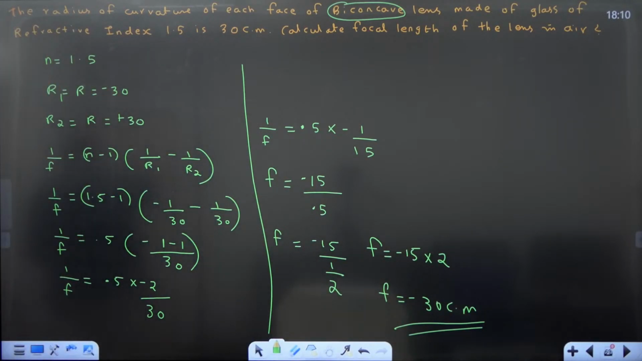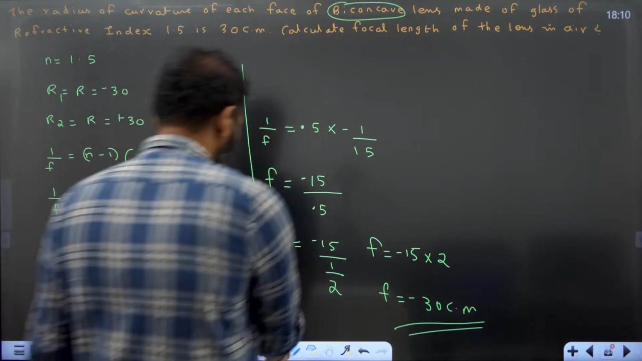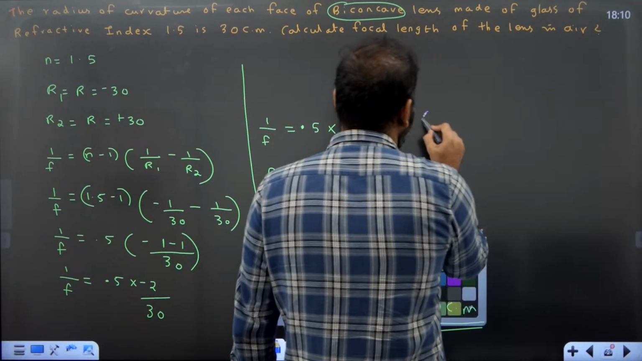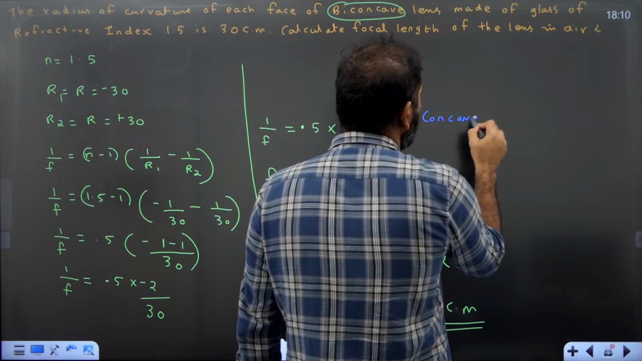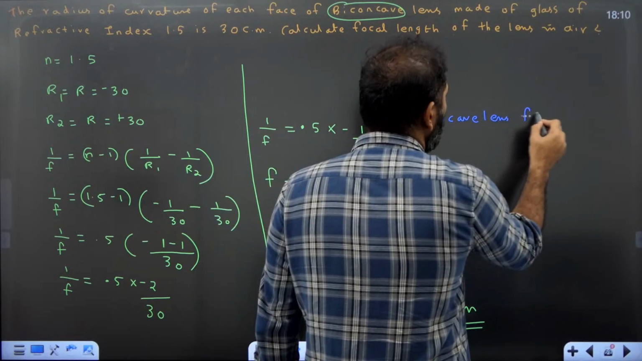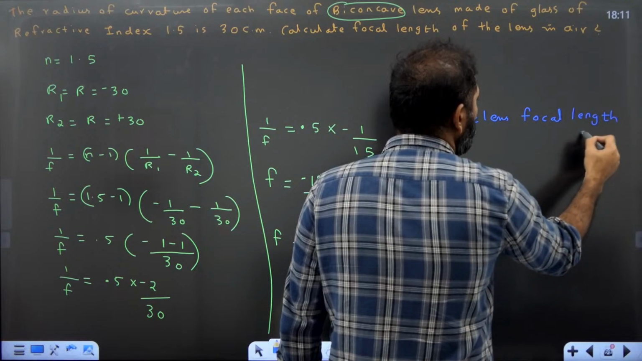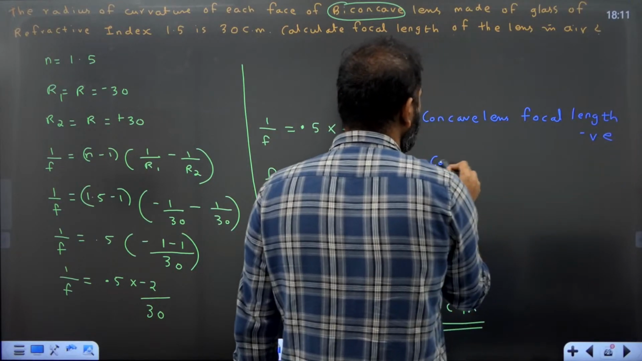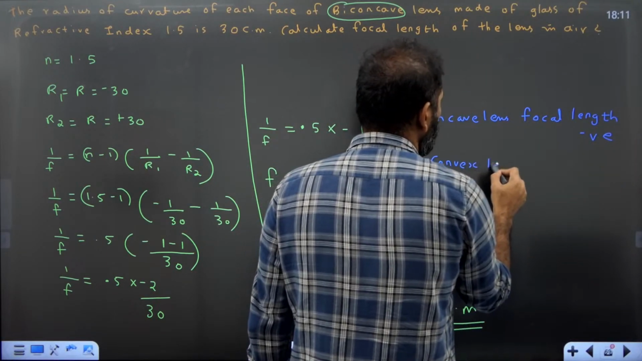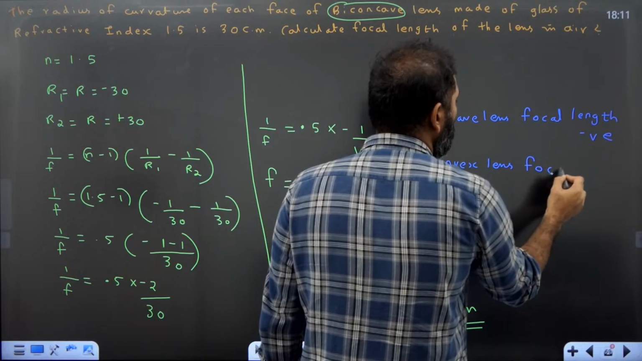Any doubts? No need to note. Concave lens, focal length negative. Convex lens, focal length positive.